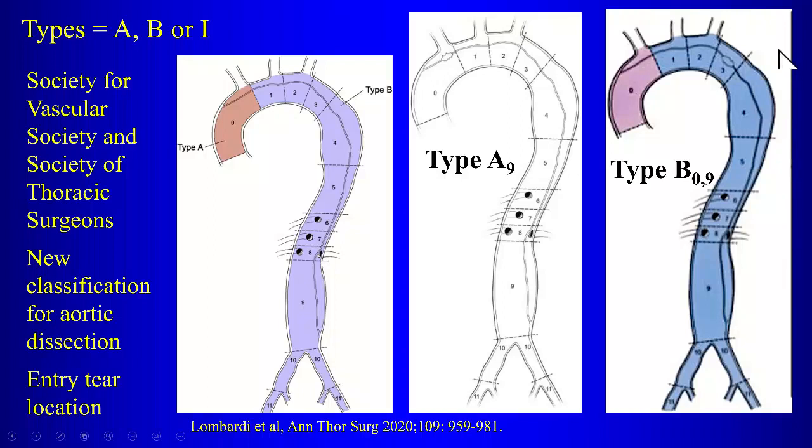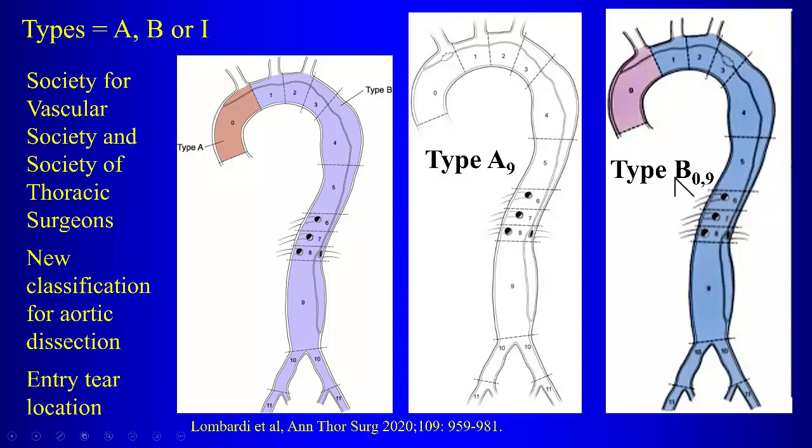But what if the entry tear is in the descending aorta and the dissection propagates in both directions, into the ascending aorta and then also into the descending aorta? So here they would classify it as a type B, the 0 indicating it does extend to the ascending aorta here, and then the 9 indicating the distal extent of the dissection.